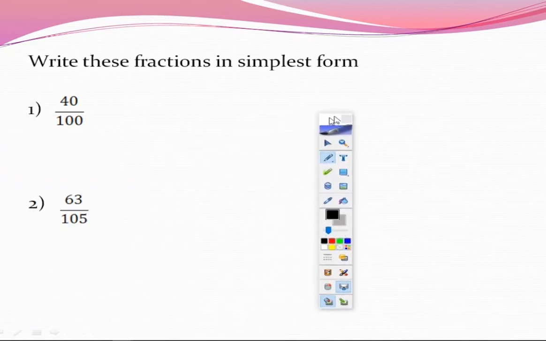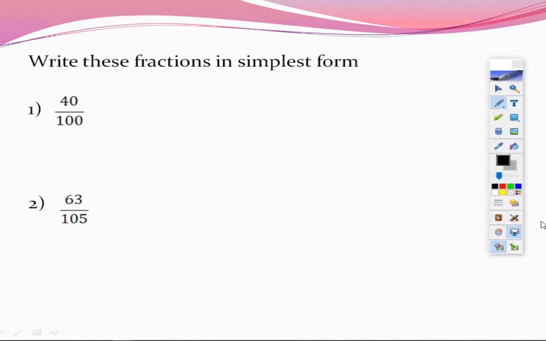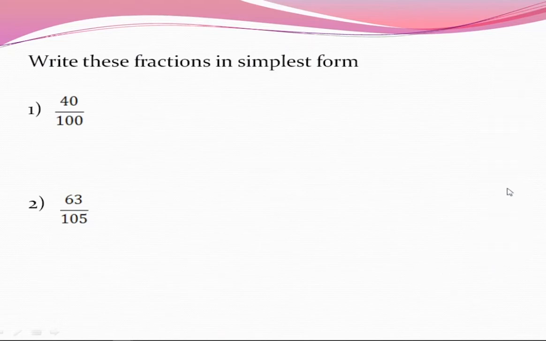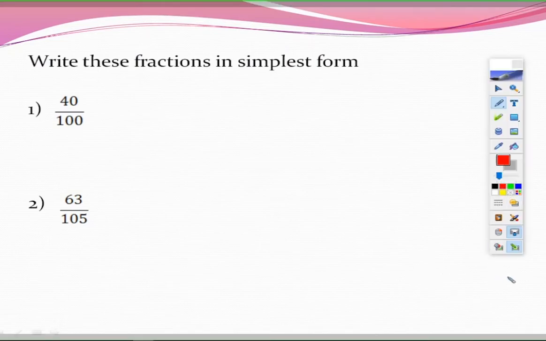Here there are some sums to be done in simplest form. Let us do it. 40 by 100. I try to reduce it. 0, 0 I can cancel. Yes, I just try to cancel. 0, 0 gets cancelled. It is 4 by 10. What is the common factor between 4 and 10? It is 2. So I just try to reduce. It is becoming 2 by 5. Now you can see that 2 by 5 has no more any other common factor. So the simplest form of this fraction will be 2 by 5.